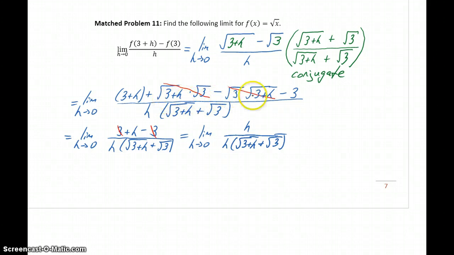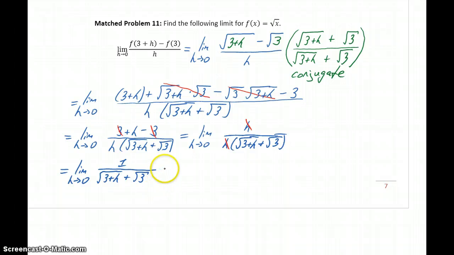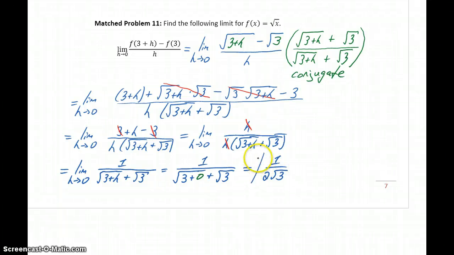So we kind of got to this intermediate step where things were looking awful and complicated. We get things to cancel out, and now h over h is able to cancel, so that h in the denominator is gone, leaving us with the limit as h approaches 0 of 1 over the square root of 3 plus h plus the square root of 3. And now we can revert back to direct substitution and evaluate this as 1 over the square root of 3 plus 0 plus the square root of 3, which is going to give us 1 over 2 times the square root of 3.